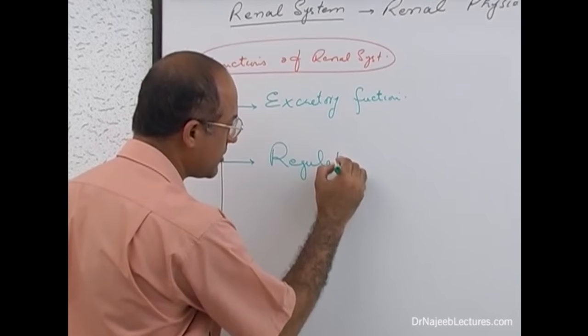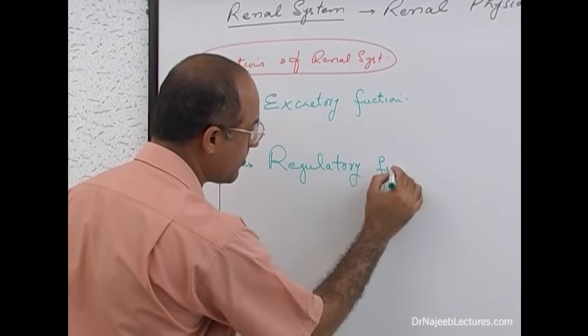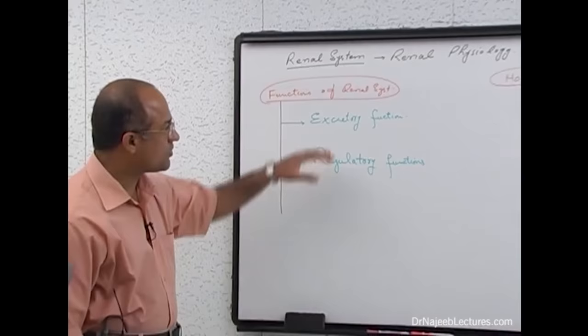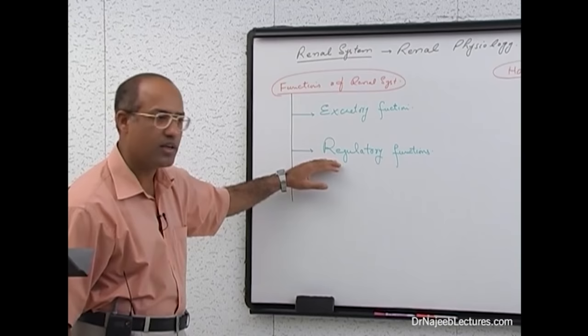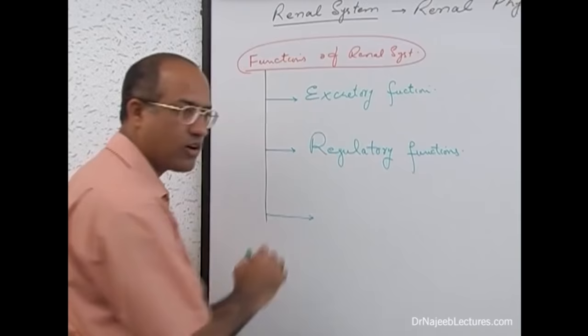Regulatory functions. Right? There are excretory functions. There are some substances which are excreted through the kidney, the waste products, we'll talk in detail. Then there are other substances which are regulated, their balance is regulated in the body by the kidneys. Then there are endocrine functions of the kidney. The kidney is an endocrine organ as well. So, endocrine functions.